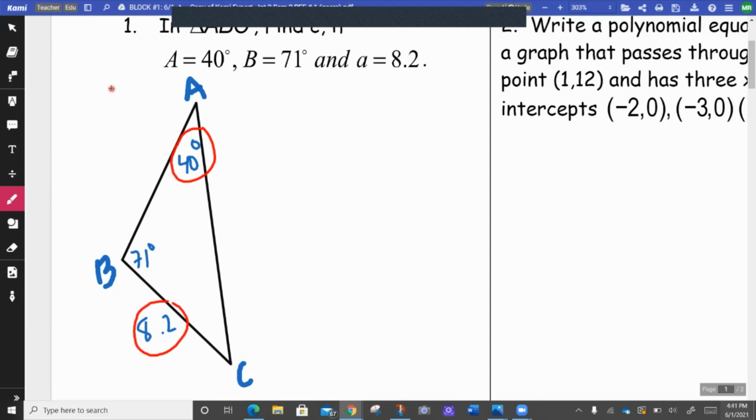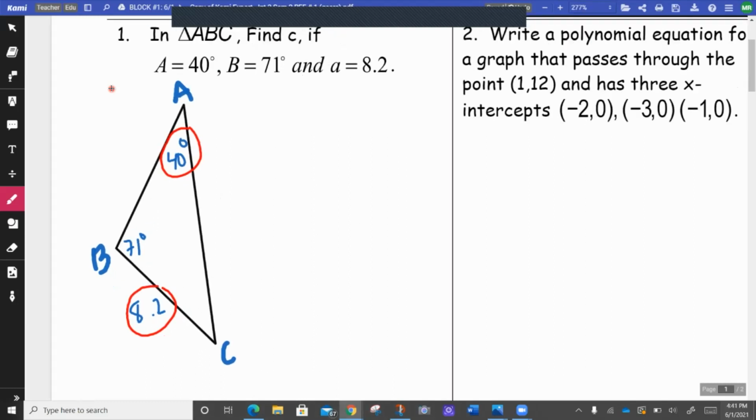Now, the problem is I am going to be asked to find little c, and I don't know the angle across from it, but I can find it. Because in a triangle, all the angles add to 180. So I can go 180 minus 40 minus 71. And so 180 minus 40 minus 71 is 69 degrees. So this angle C is 69 degrees.